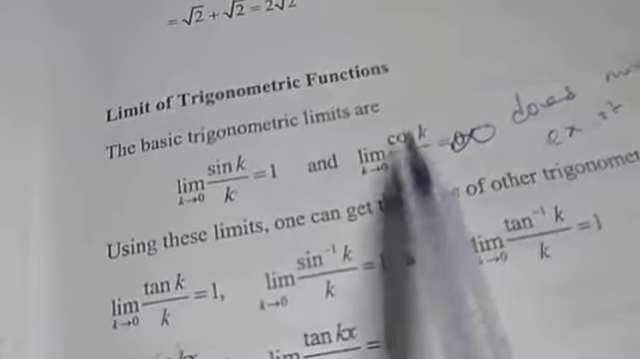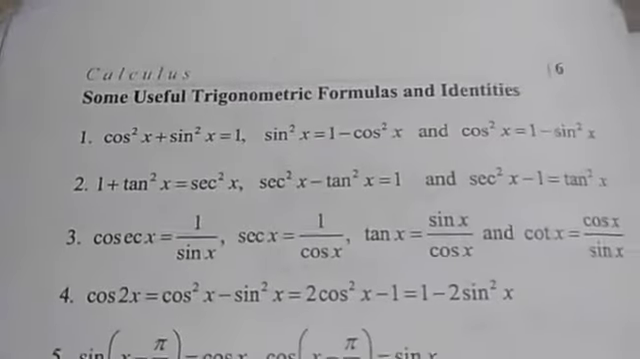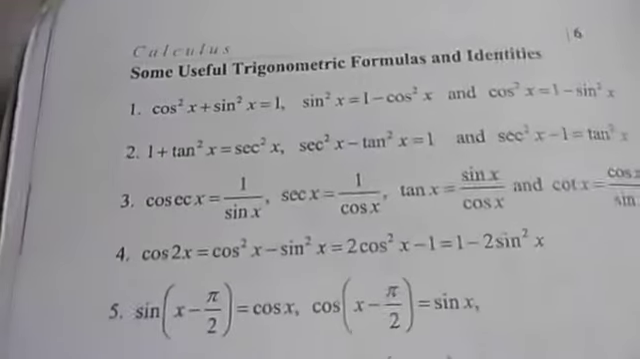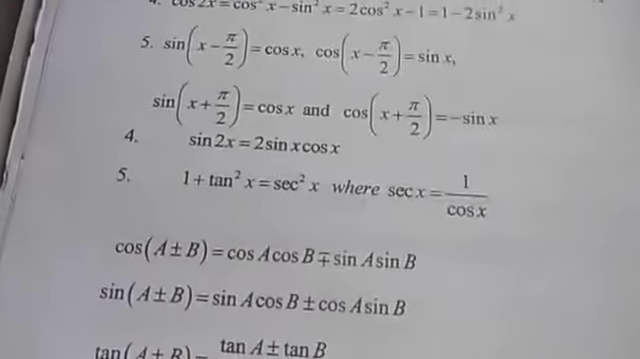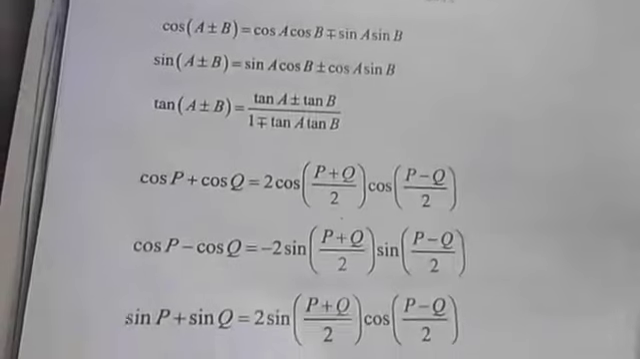But here, if you have k over k, that one is 0. So let's take the following example. The following formulas of trigonometric functions are very useful when we are dealing with limits of trigonometric functions. Can you see? These are the formulas we can use dealing with limits of trigonometric functions. Now let's take an example.